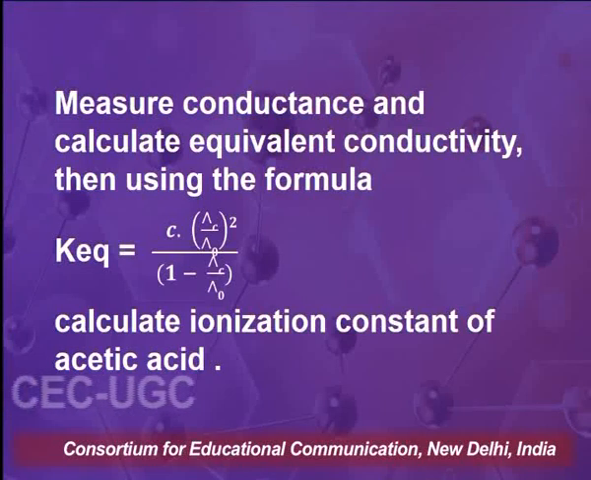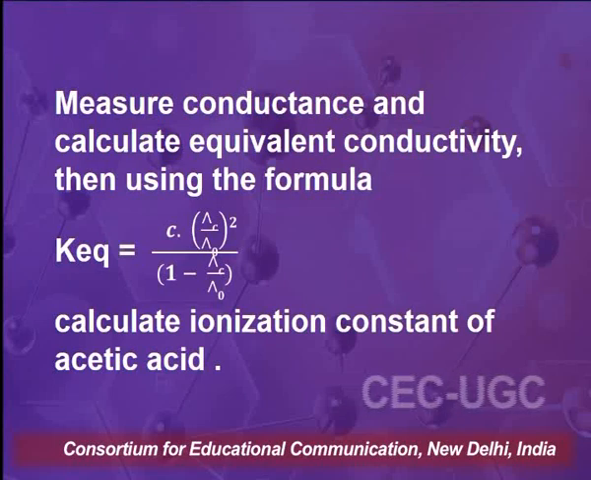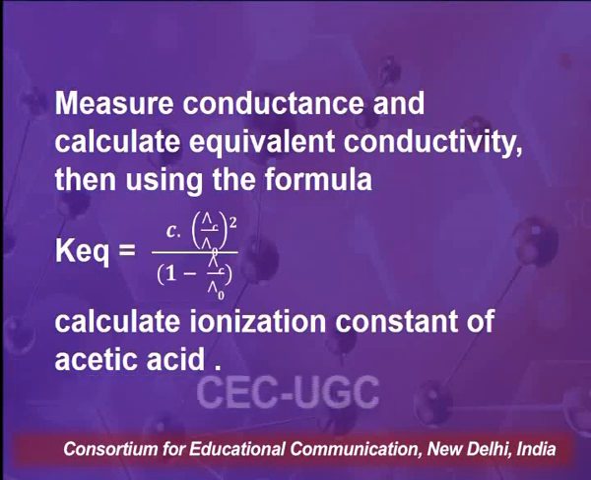Measure the conductance and equivalent conductivity using the formula K equilibrium equals C into (lambda C by lambda naught) whole square by 1 minus lambda C by lambda naught, and we can calculate the ionization constant of acetic acid using the literature values.